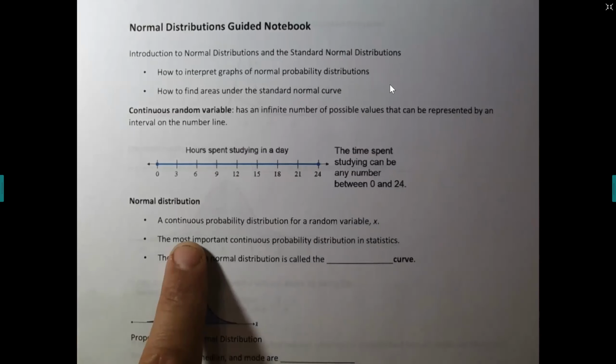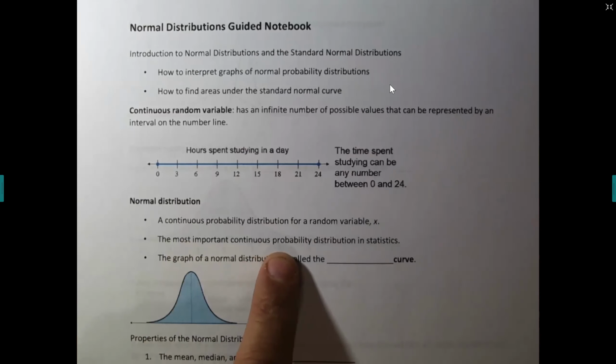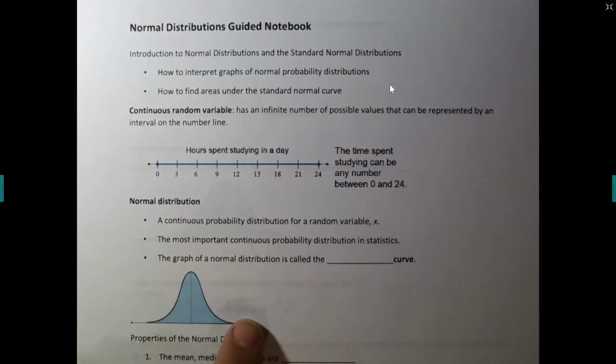It is the most important continuous probability distribution in statistics, the normal curve. And if you ask me why, it's because most of the data that we collect, if we try to sketch it, it will turn out to be like this. That's life. That's how it is. Most data that we pull turns out to look like this.